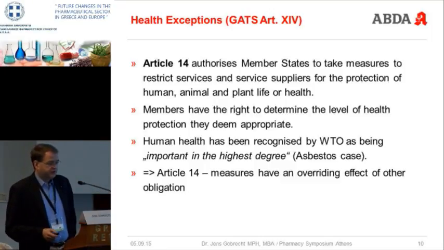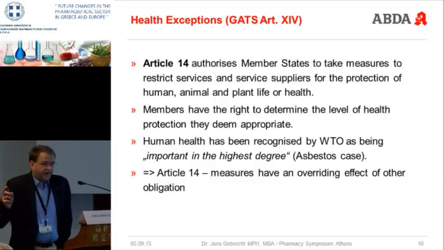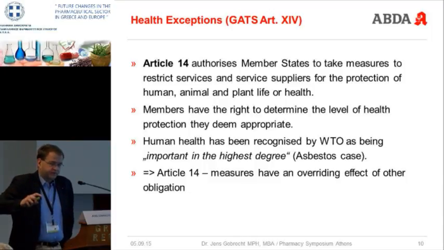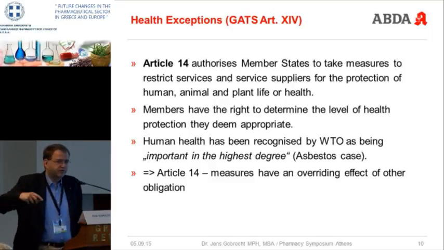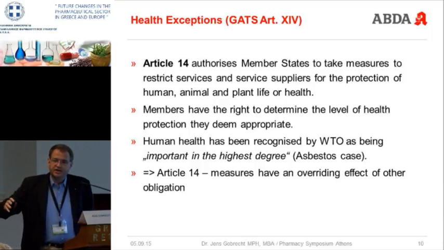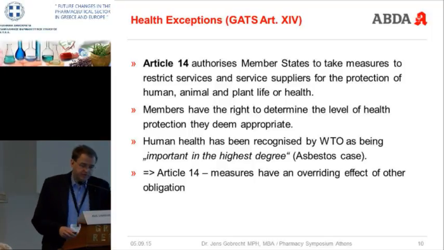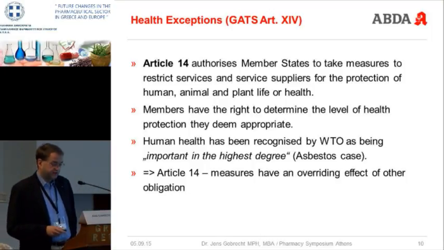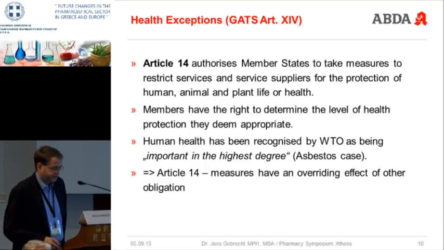And this Article 14 authorizes member states to take measures to restrict services and service suppliers for the protection of human, animal, and plant life or health. So members have the right to determine the level of health protection they deem appropriate. For a lot of us, this seems to be quite known because we have something similar in the European Treaty. And human health has been recognized by the WTO as being important in the highest degree, and this was in the famous asbestos cases that we will not touch now.